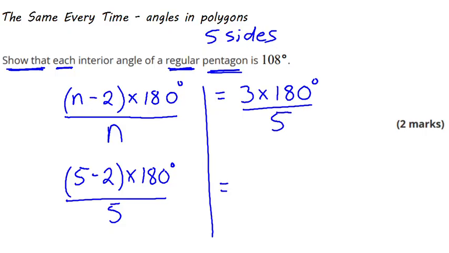Okay, try that on your calculator, but I think we are fairly confident, aren't we, that that's going to give us an answer of 108 degrees. I'll write it down, but I will just check it on my calculator just to make sure I've not gone horrendously wrong. 3 times 180 and then divide by 5. There it is, 108 degrees. So there we are. If you know your stuff, that's a nice 2-mark question.